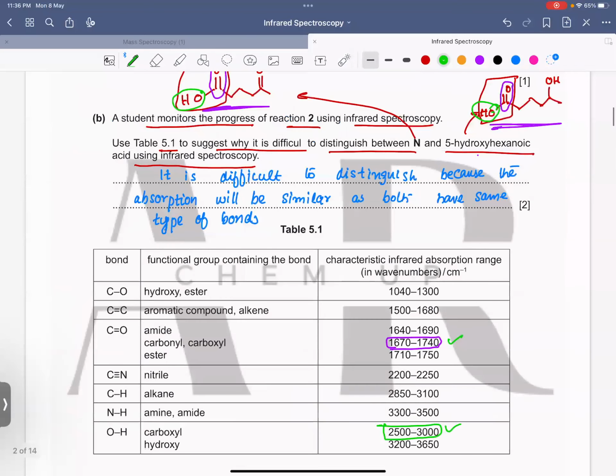Yeah, it's for 2 marks. Correct. So we said that the absorption should be similar because they have the same type of bonds. Correct.